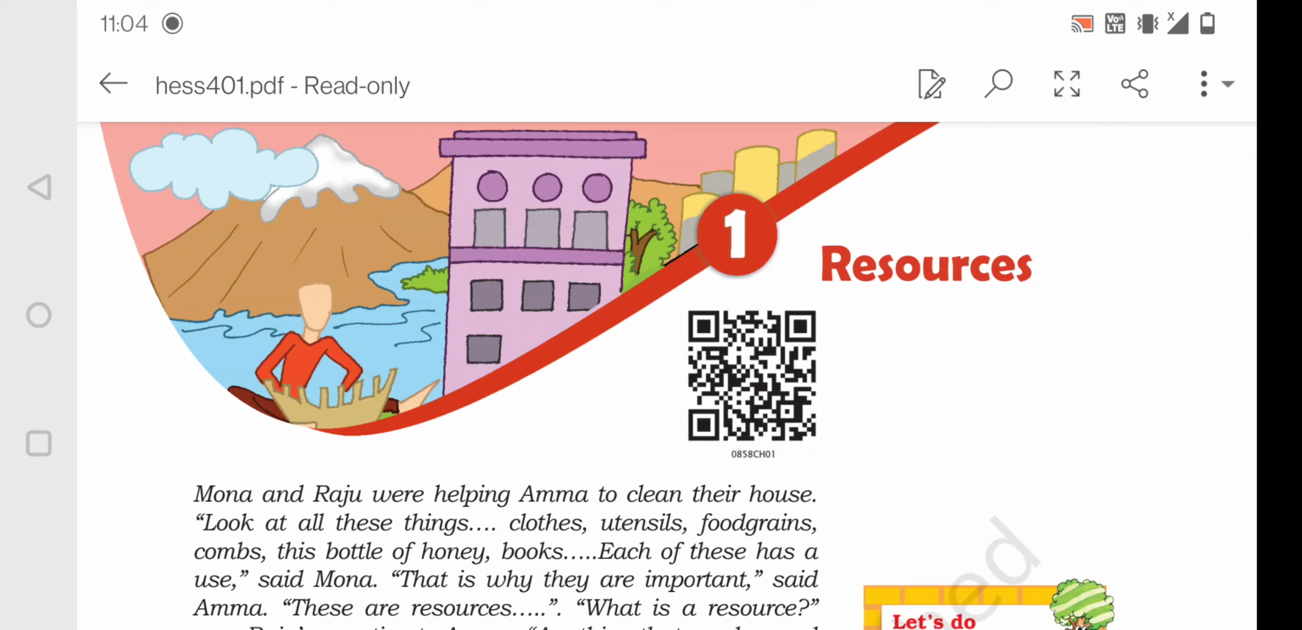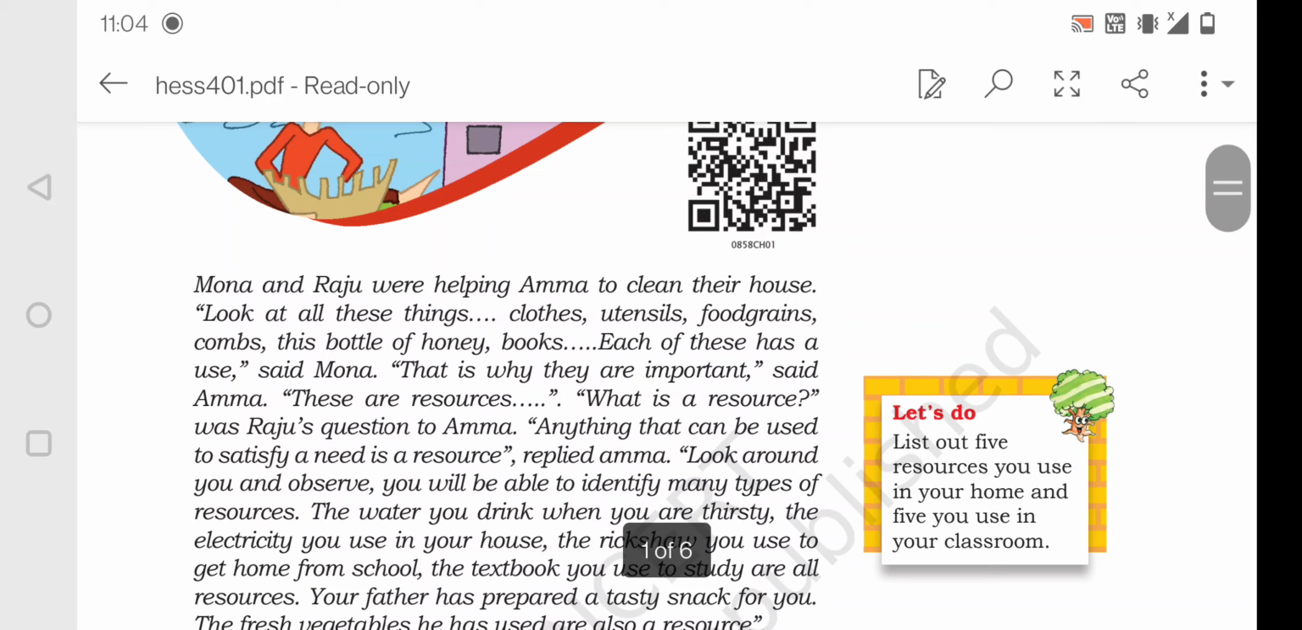Then we'll be talking about one classification of resource which is on the basis of its exhaustibility. So let's learn about it. So first thing which we are going to learn is the definition of resource.